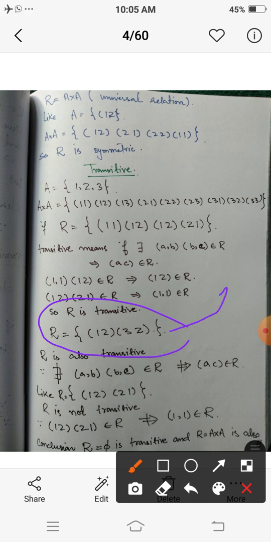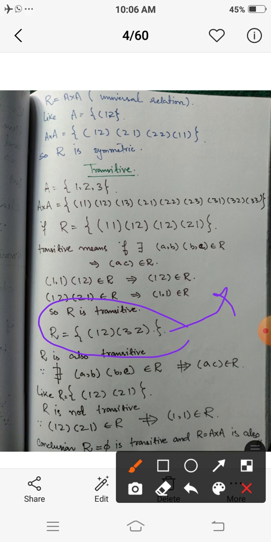So from this we can say that R equals phi, that is when we consider the empty relation, is also transitive in nature, because this R does not contain any element, hence in particular it does not contain elements of the form (a,b) and (b,c) which do not imply that (a,c) belongs to R. So R equals phi is also transitive in nature. Now the universal relation is always transitive in nature. So this was about these three types: reflexive, symmetric and transitive relation.